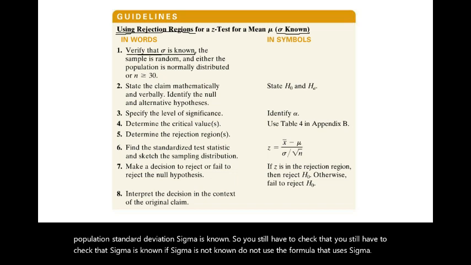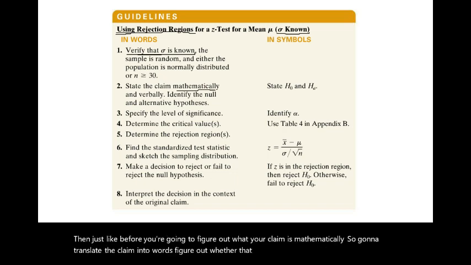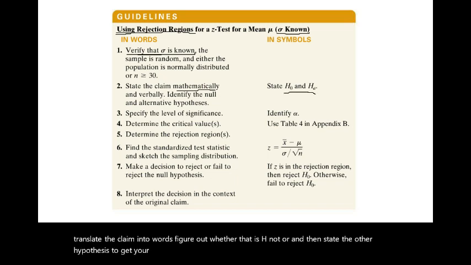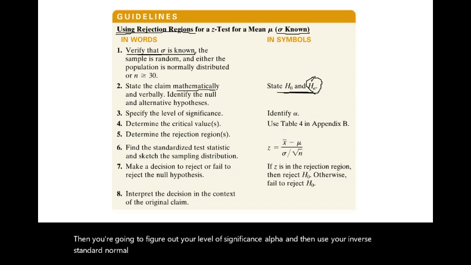Then, just like before, you're going to figure out what your claim is mathematically. So you're going to translate the claim into words, figure out whether that is H naught or HA, and then state the other hypothesis to get your two hypotheses, H naught and HA. Remember, the symbol in HA will determine the type of test that you have. Then you're going to figure out your level of significance alpha, and then use your inverse standard normal tables to figure out your critical values and determine and shade your rejection regions.